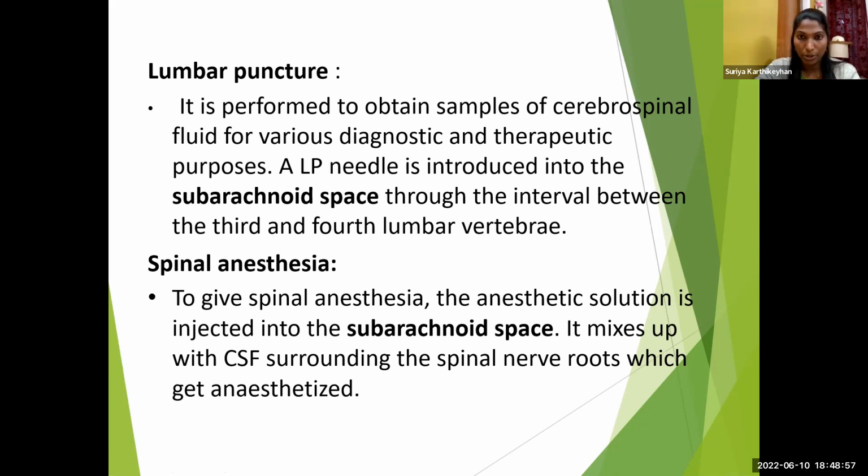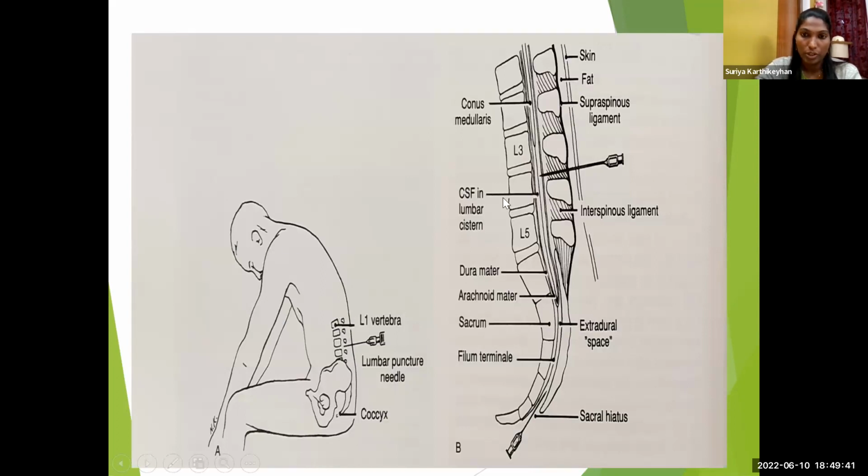So an LP needle is introduced into the subarachnoid space at the interval between the third and fourth lumbar vertebrae. Why is it inserted between the third and fourth lumbar vertebrae? Because the spinal cord ends at the level of L1. So we need to insert the needle lower down than the spinal cord, or else we will be injuring the spinal nerves. We should not touch the spinal cord. We have to enter only the subarachnoid space. So below that level only we need to inject the lumbar puncture needle, to take the CSF from the subarachnoid space. In case of spinal anesthesia also, the anesthetic solution is injected into the subarachnoid space. It mixes with the CSF and then the area gets anesthetized. So this is the procedure.